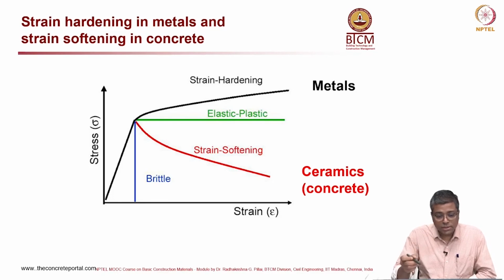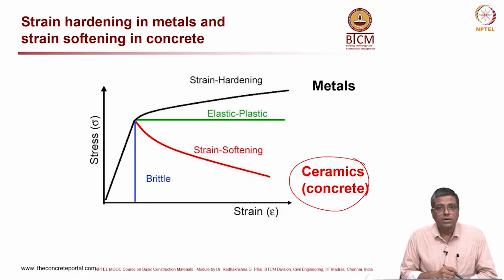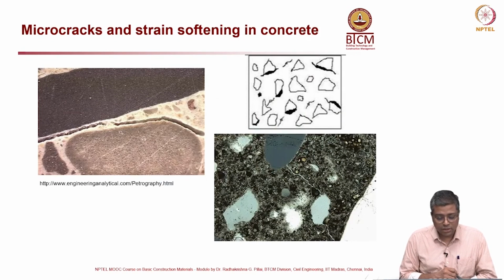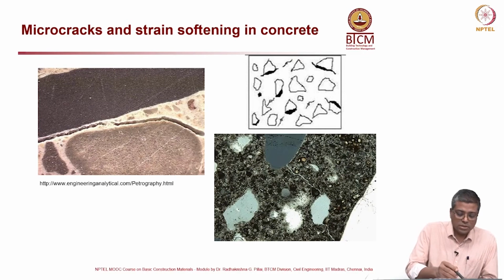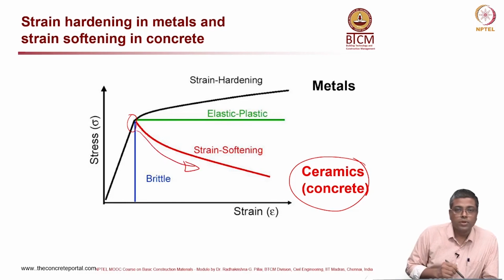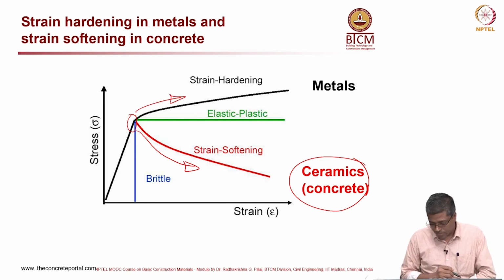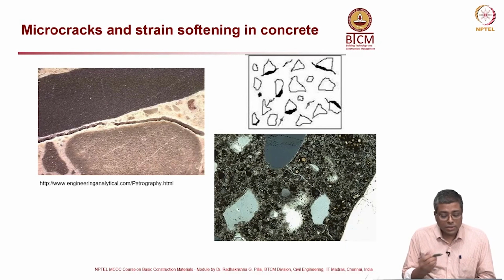Now, in metals, strain hardening happens, and in ceramics, the red graph here, strain softening happens, and we will see how and why this is the reason. In ceramics, strain softening happens, which means from this point here the graph is going downward, whereas in metals strain hardening happens, where from this point the graph goes upward. Now, why does it happen?